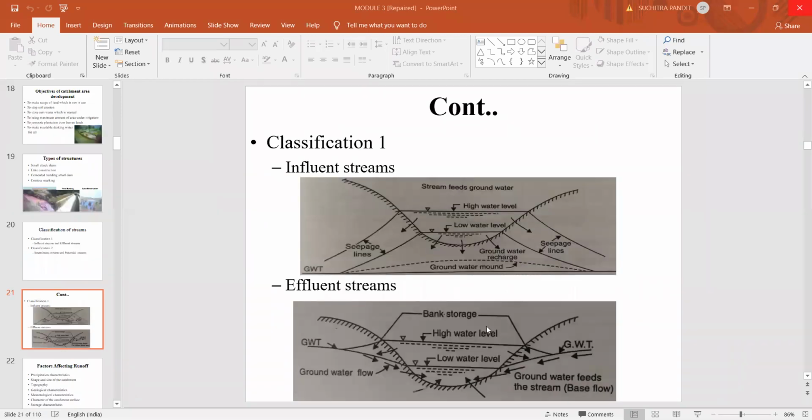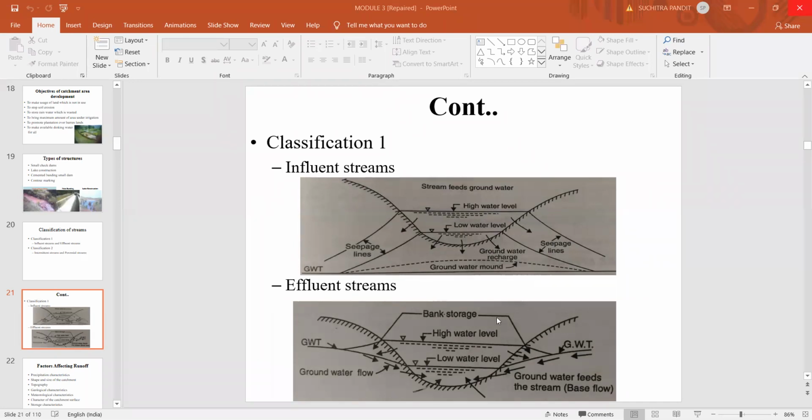Now these figures clearly show how the streams can be classified as influent streams. You can see here, this is the high water level in the stream, and this is the low water level. Because there is groundwater recharge, this is the groundwater mound, and these are the seepage lines. If you have pervious banks, the stream will feed the groundwater.